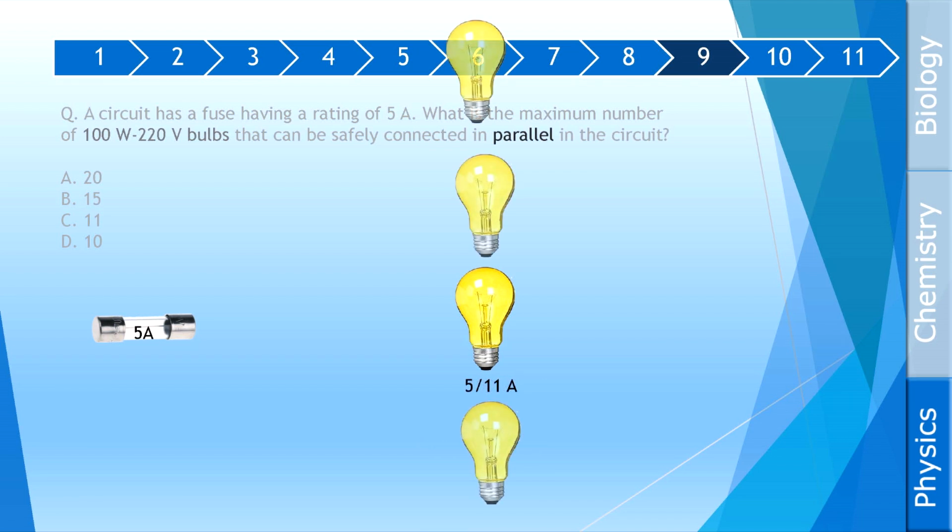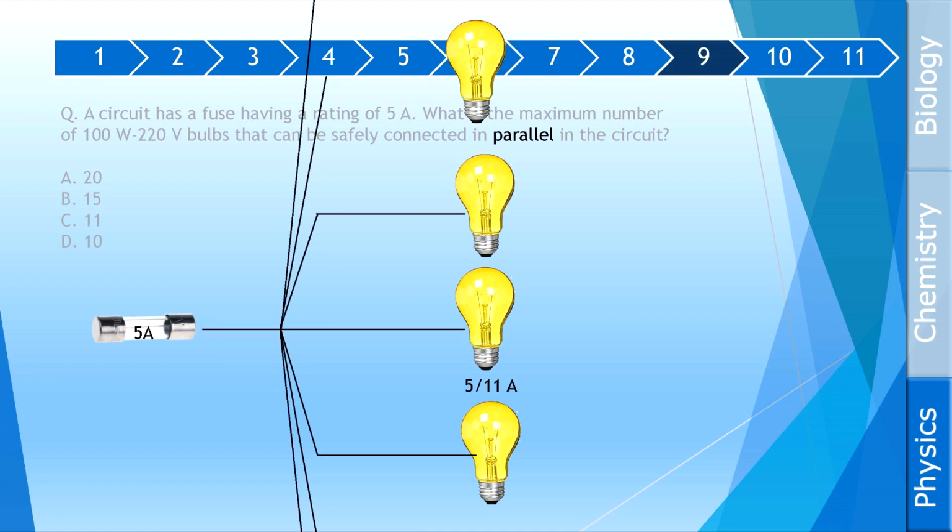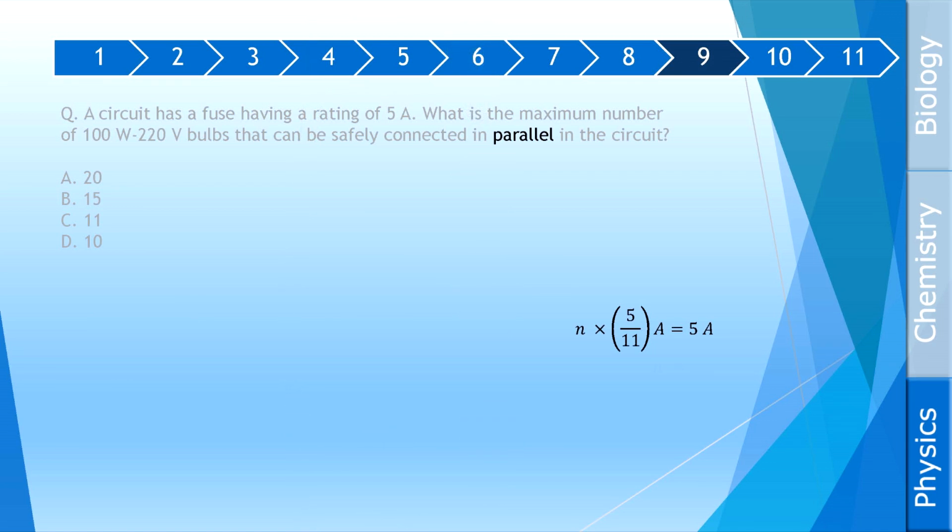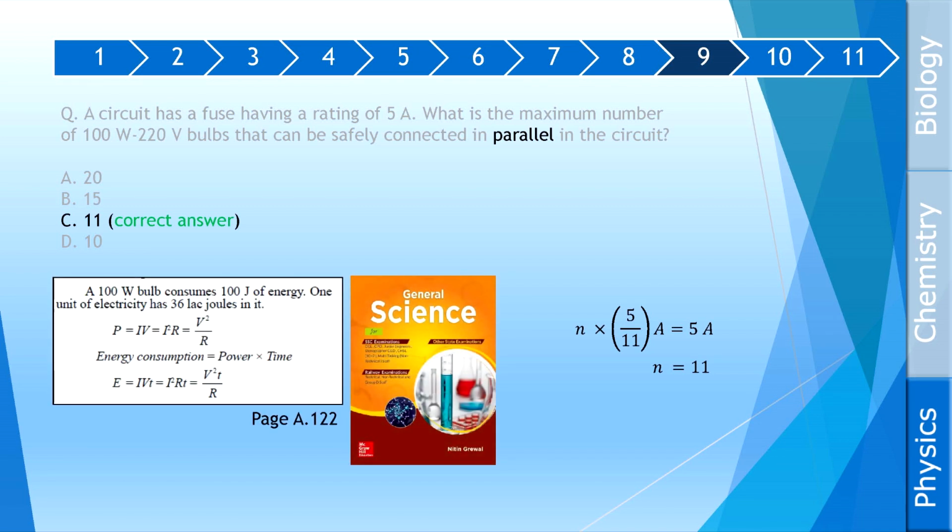Now there are n such bulbs and they all are connected in parallel. Given that each bulb consumes 5 over 11 ampere of current, we can find the number of bulbs as the total current has to be maximum 5 amperes. A simple calculation provides us with the answer n equals 11. Hence, option C is our correct answer. The concerned formulas for other similar questions are given on page A122.